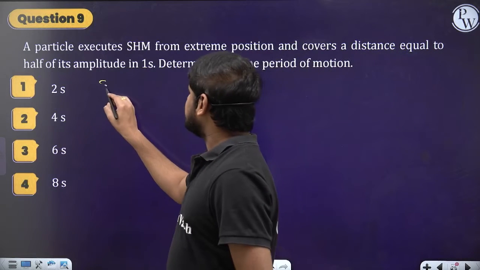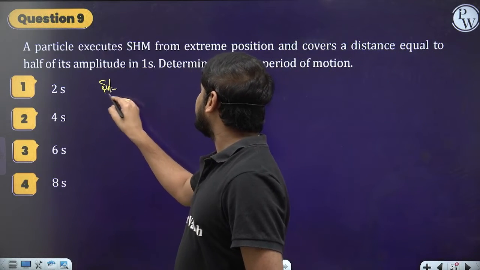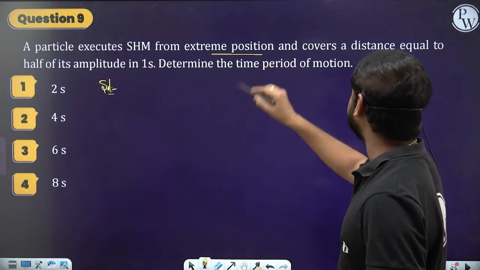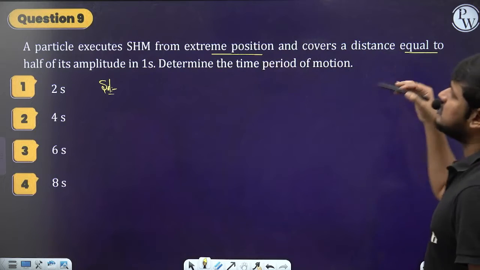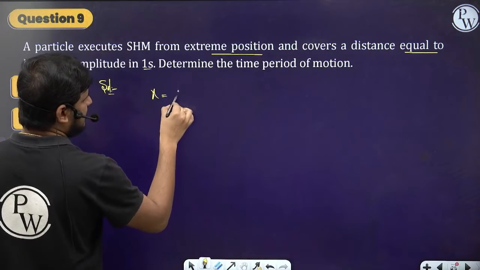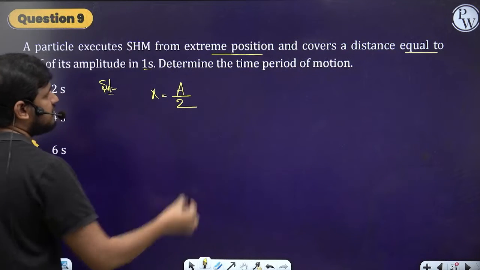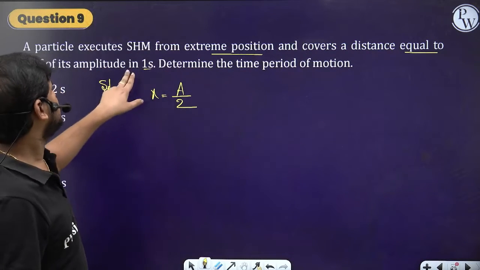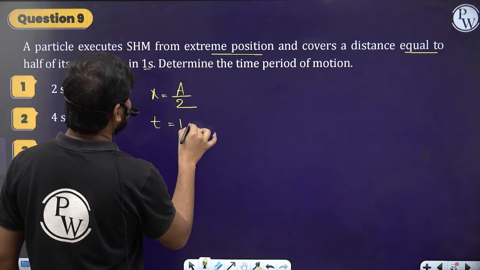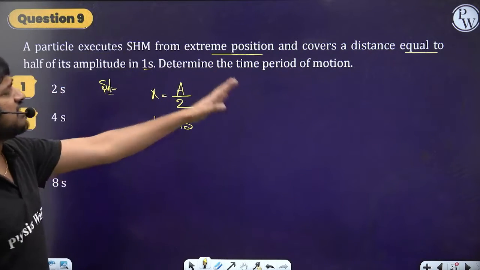Chalo. So the next question. You can try it on your own. Pause the video. A particle executes S.H.M from the extreme position and covers a distance equal to half of its amplitude in 1 second. So the distance covered is x = A/2, half of its amplitude. So in 1 second. The time is given as 1 second. Then determine the time period of the motion.